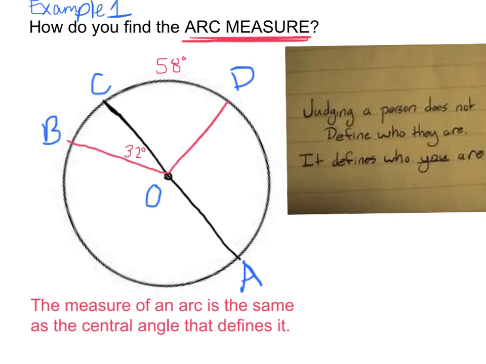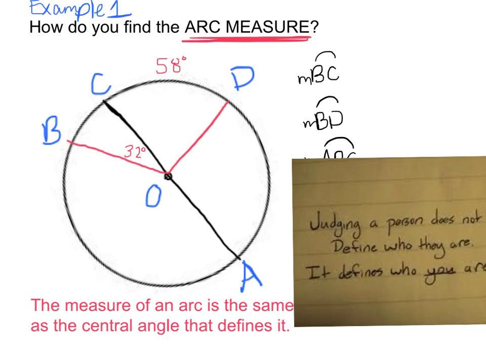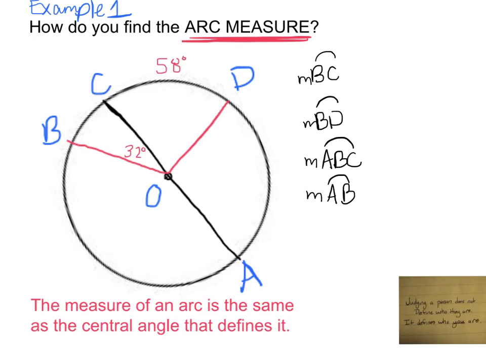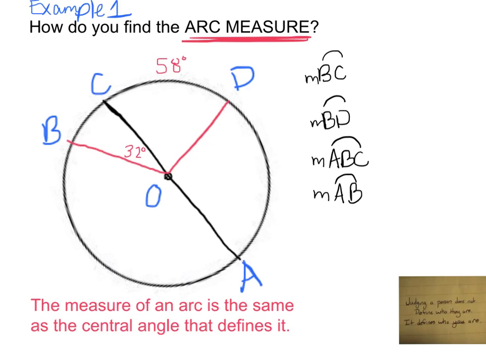So you should have all of this copied down. I'm going to go ahead and move our little inspirational quote to the corner, and we're going to take a look at these questions right here. So they've asked us to find the measure of arc BC, BD, major arc ABC, and minor arc AB. So we've got 4 arc measures to find, and I know they're asking me to find a measure because of this little M here. So my answer is going to be a number.